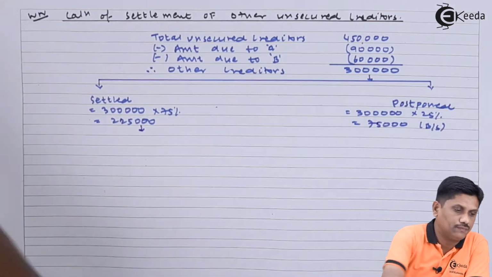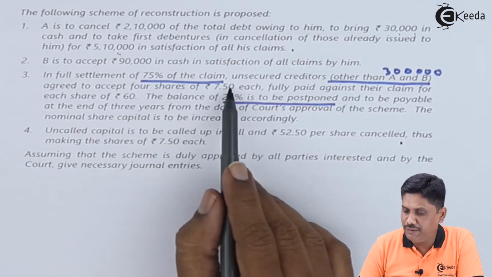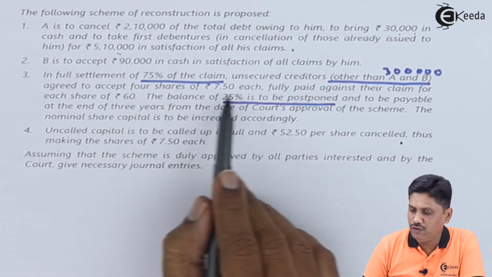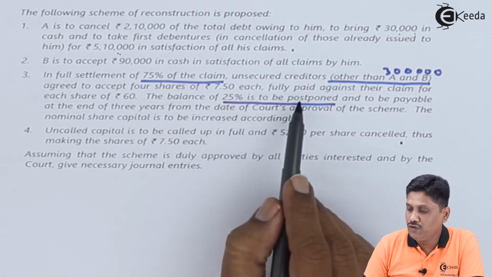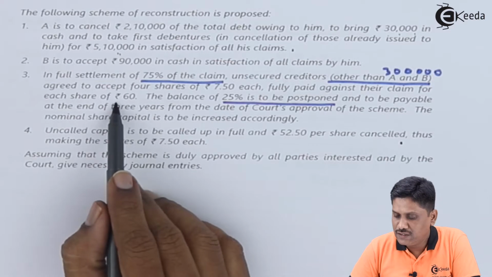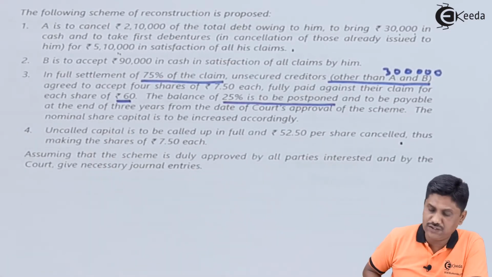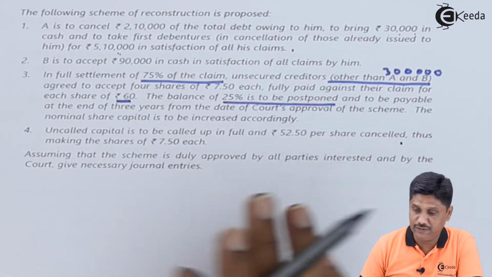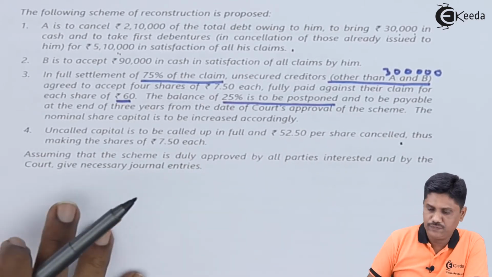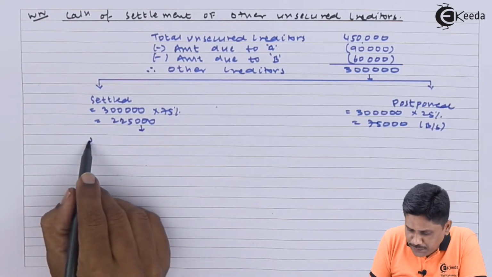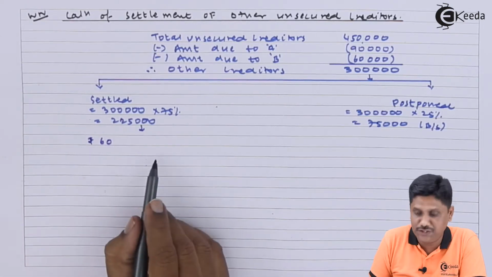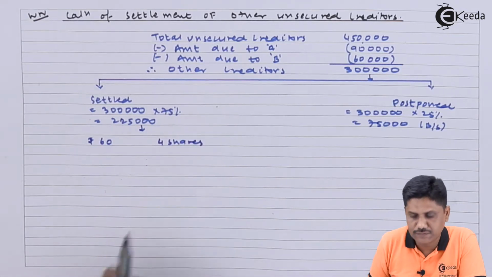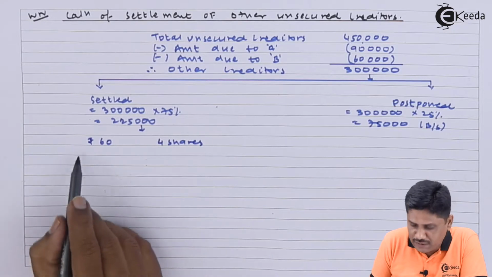Let us read that. In full settlement of 75% of the claim, unsecured creditors other than A and B agreed to accept 4 shares of 7.50 each, fully paid against their claim for rupees 60. एक 60 rupees के लिए they have been given how many shares? 4 shares of 7.5. So let us write it properly. In order to settle rupees 60, how many shares were given? 4 shares.